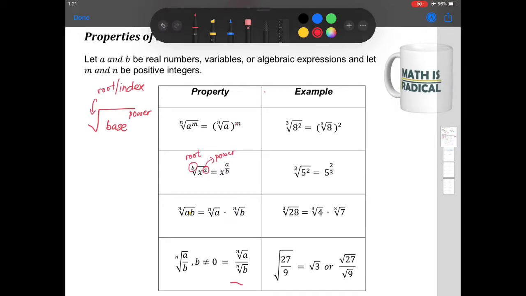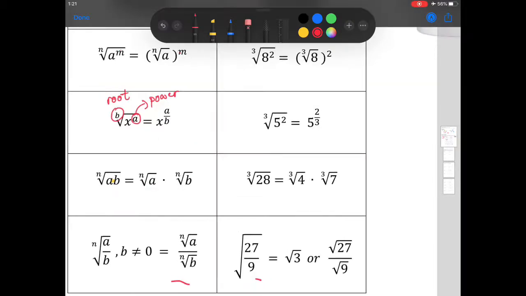Whenever you're converting a radical into a fractional exponent, or a rational exponent, you write it as power over root. So these are interchangeable. You should be able to go back and forth. 5 to the 2/3 can be written this way: the 2 will become the power, and the 3 is your root, which goes in the index of the radical.